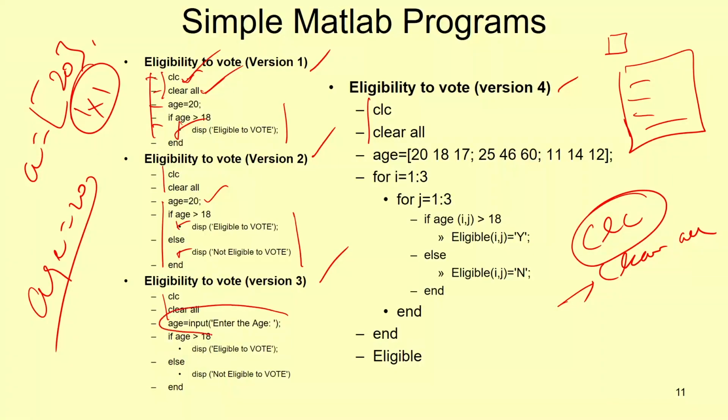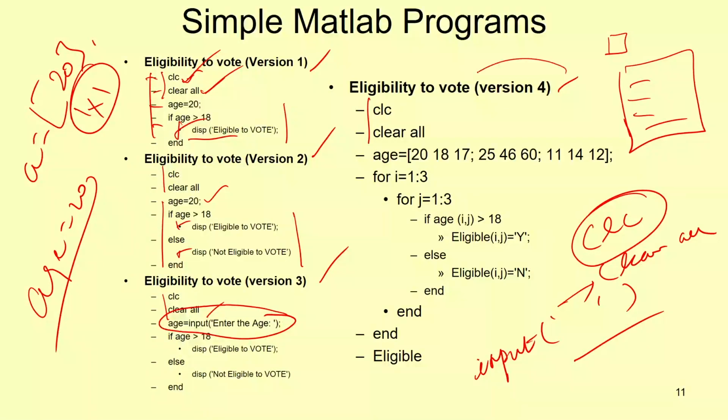Now my requirement is how to read the age value from the user, so that for different age values I can display the eligibility. What is the command used? Age equal to input, enter the age. Age equal to input, then 'enter the age', right? So likewise you can give. If you are familiar with C or C++, it is equal to scanf in the case of C and cin in the case of C++. Likewise this disp command is equal to printf in C and cout in C++.